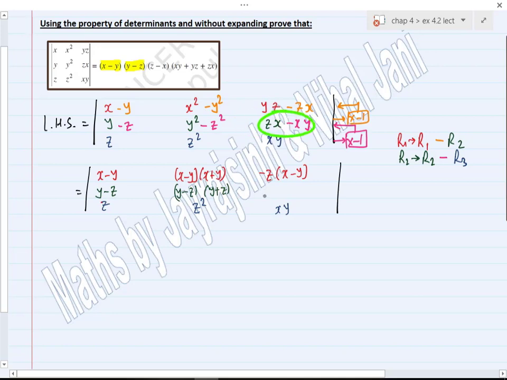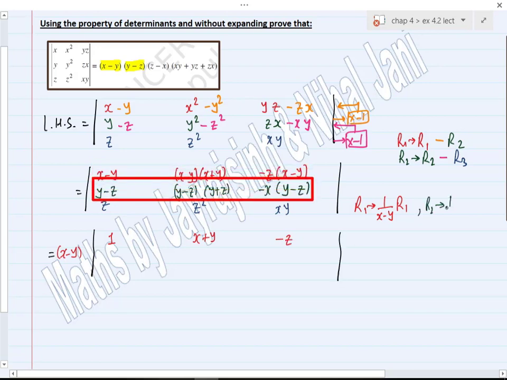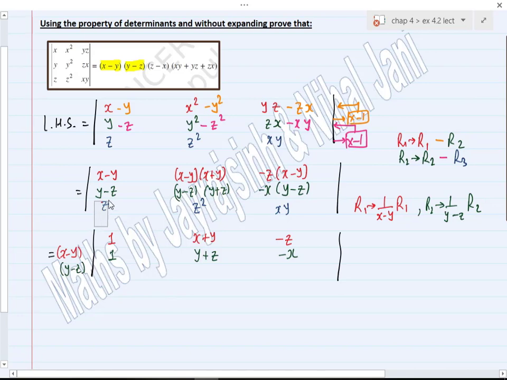And let's take minus x common, get y minus z. So as you can see, we can take x minus y common from the first row. So we have to multiply x minus y with the determinant, and your first row will be 1, x plus y and minus z, y minus z from the second row. We have to multiply y minus z. Second row will be 1, y plus z and minus x, and your third row will be as it is.